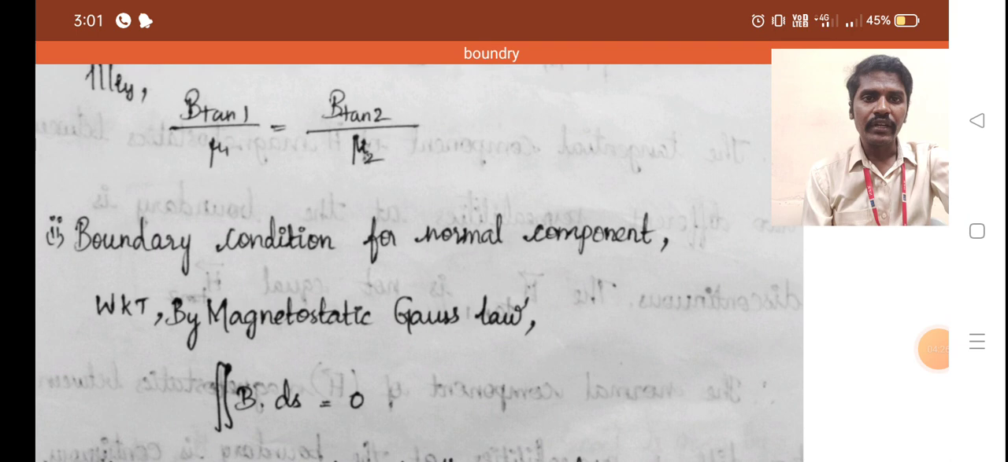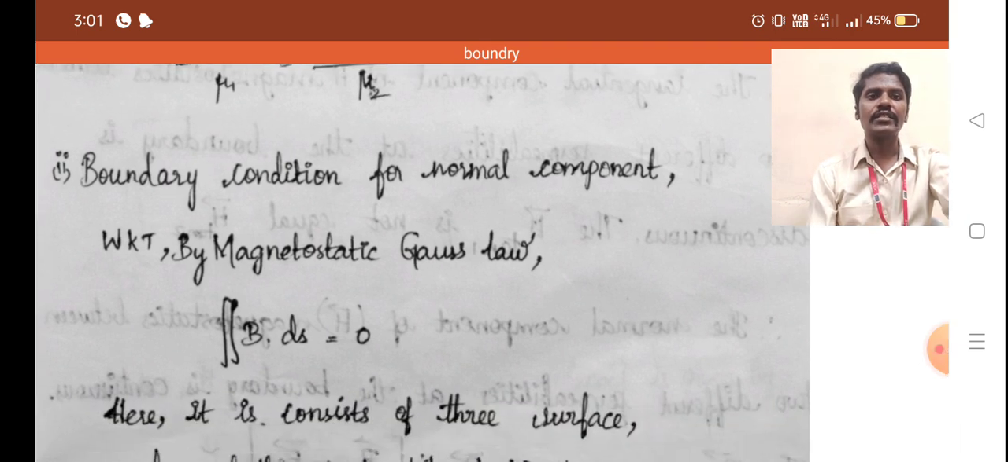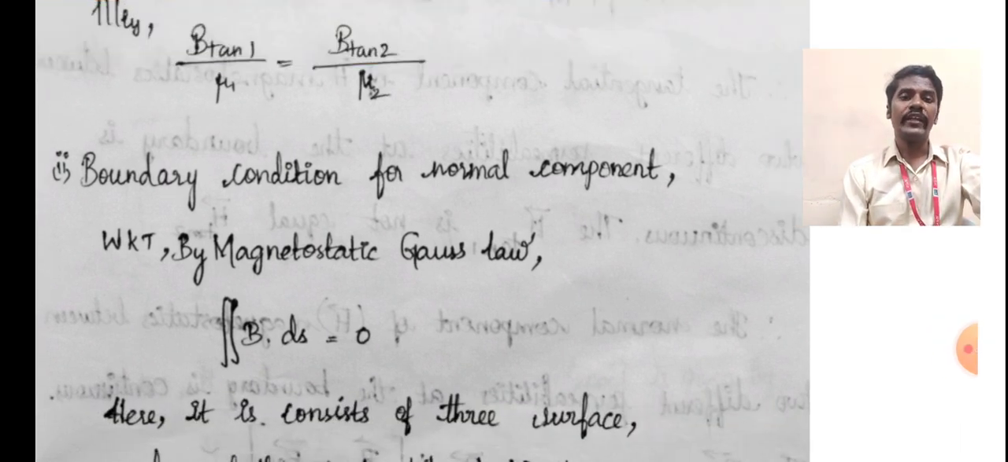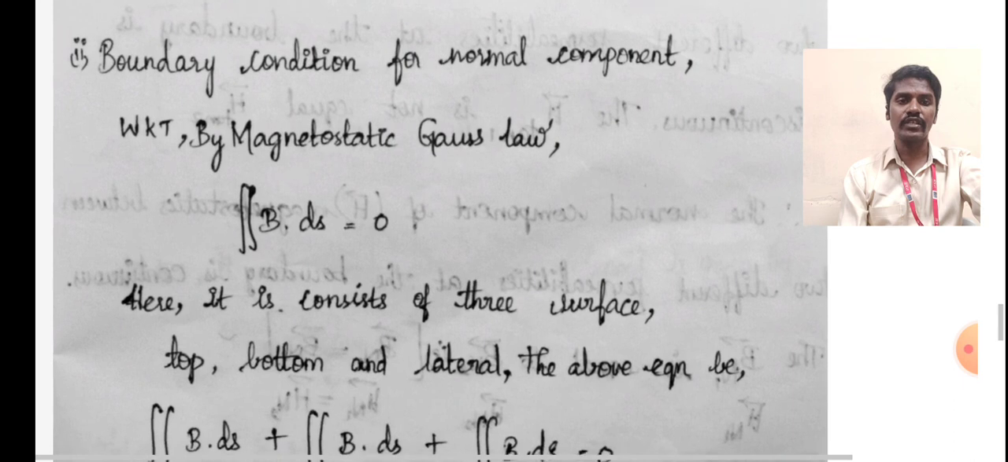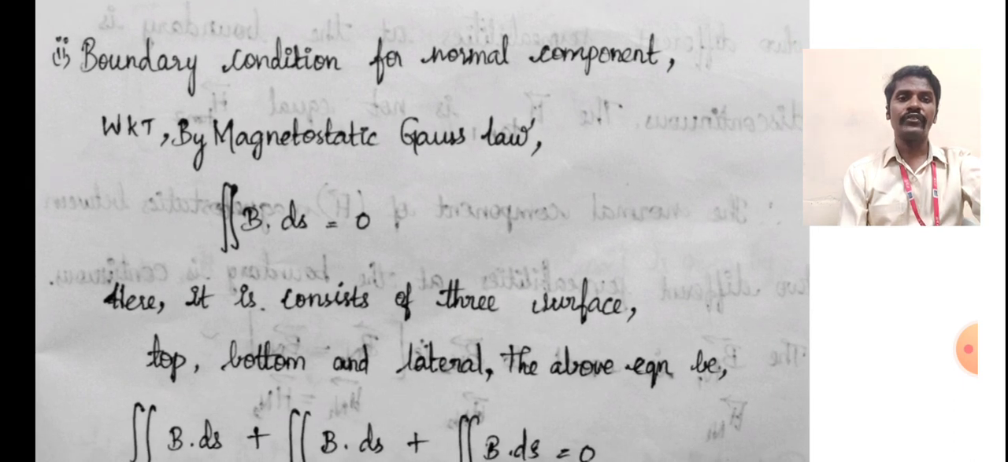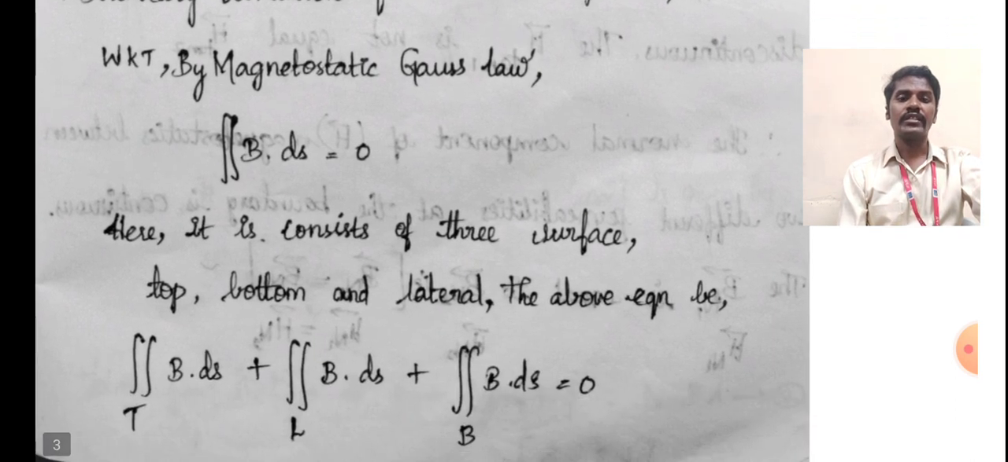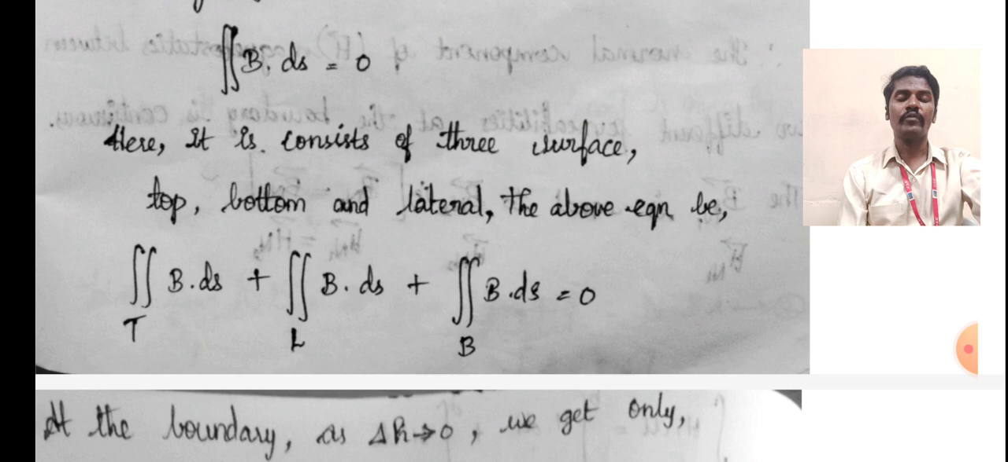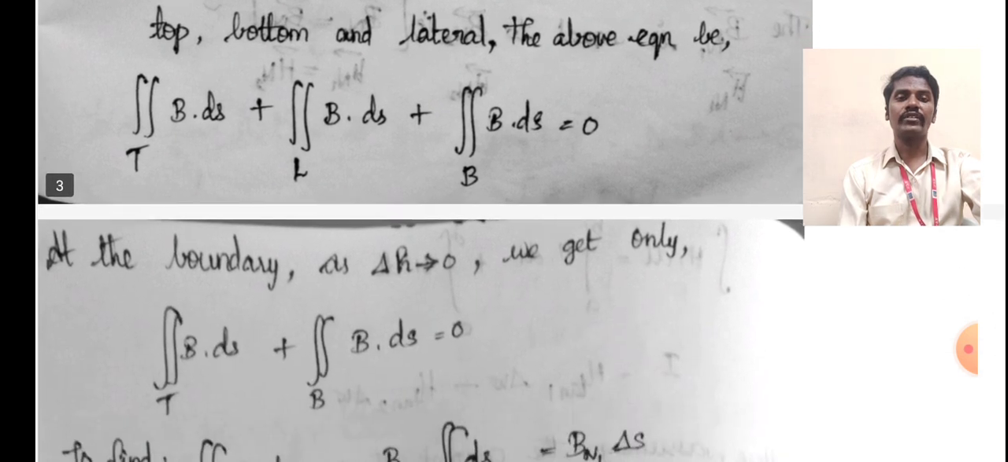For the normal component, we know that by the magnetostatic Gauss law, the surface integral of B dot ds is equal to 0. That is, the surface integral of magnetic flux density over a differential surface is equal to 0. The cylindrical surface consists of three surfaces: one is top, the other is bottom, and the other is lateral. Therefore the above equation can be written as the surface integral over top B dot ds, plus the surface integral over lateral B dot ds, plus the surface integral over bottom B dot ds, is equal to 0.